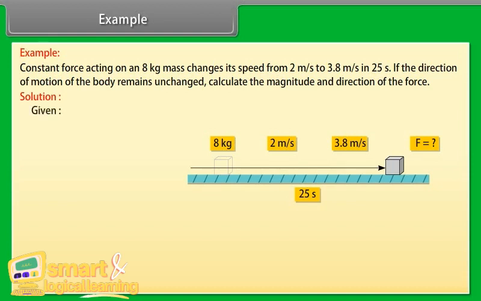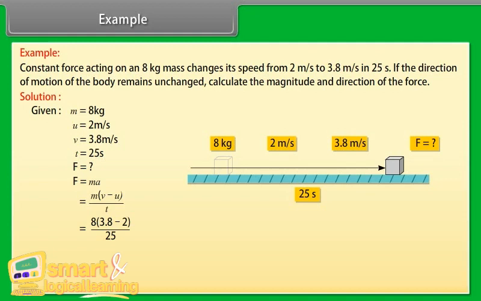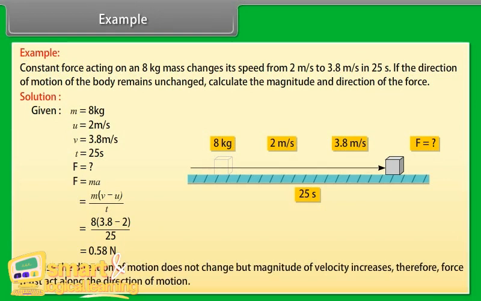Given values are: m is equal to 8 kg, u is equal to 2 meter per second, v is equal to 3.8 meter per second, t is equal to 25 seconds. F is equal to ma, which is equal to m into (v minus u) divided by t, which is 8 into (3.8 minus 2) upon 25. Force is equal to 0.58 Newton. Because the direction of motion does not change but the magnitude of velocity increases, the force must act along the direction of motion.